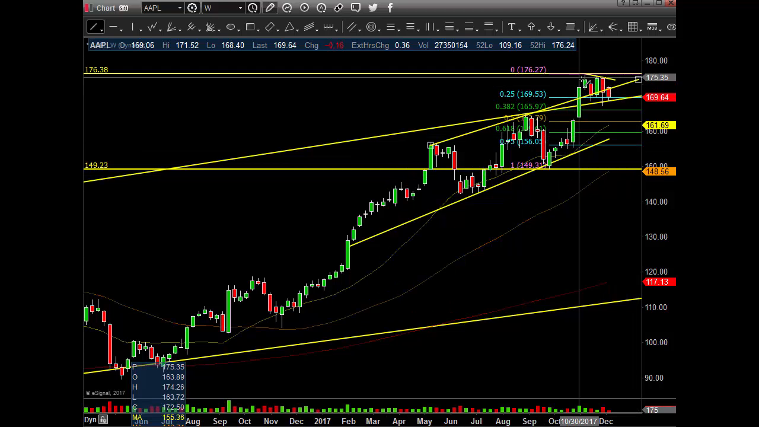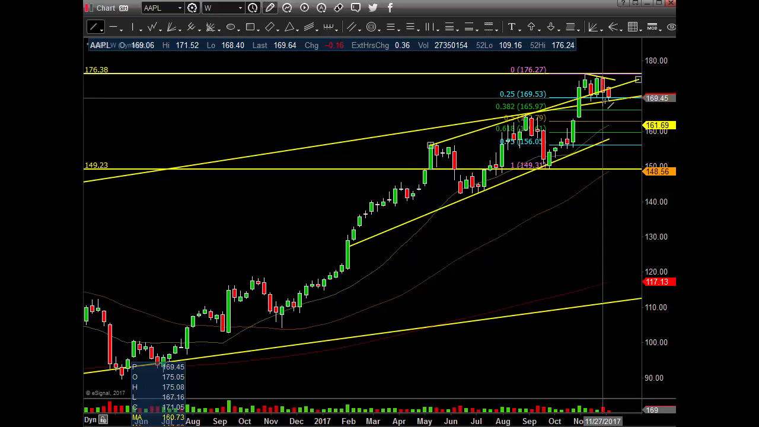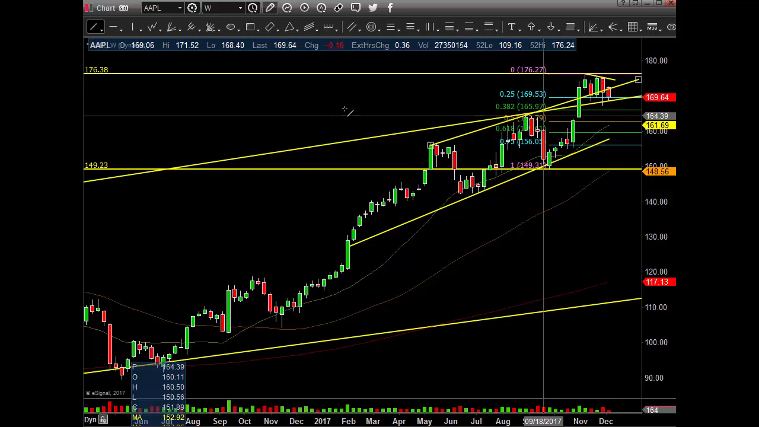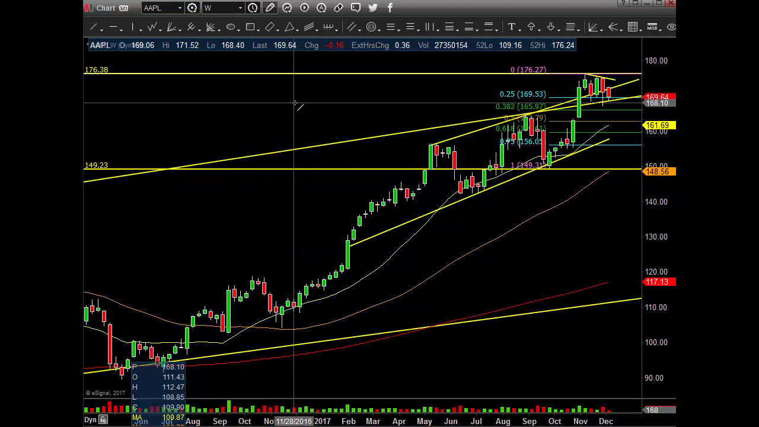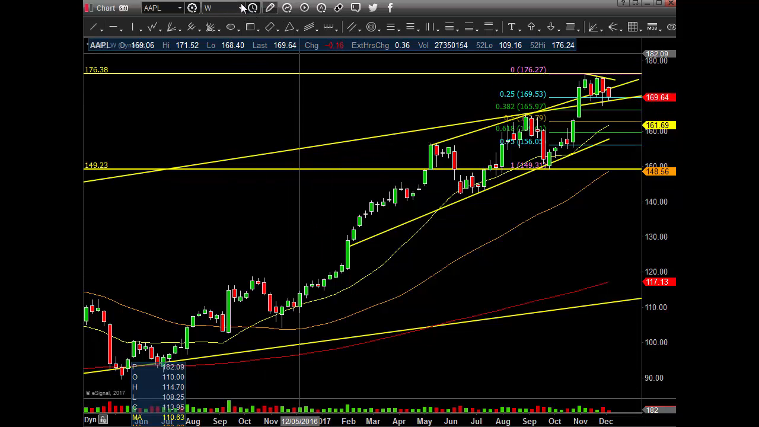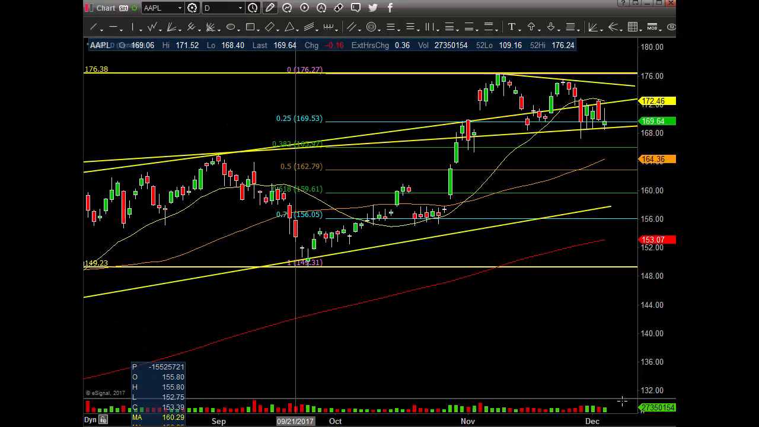So it tried getting above, almost confirmed, kind of fighting, came back in. So let's see where this thing holds. Let's give it to the weekly close, and then we'll look at the next couple days on the daily chart. And the monthly, of course, will be the end of December, so we're not looking at that for a couple weeks. Let's go back to the daily.